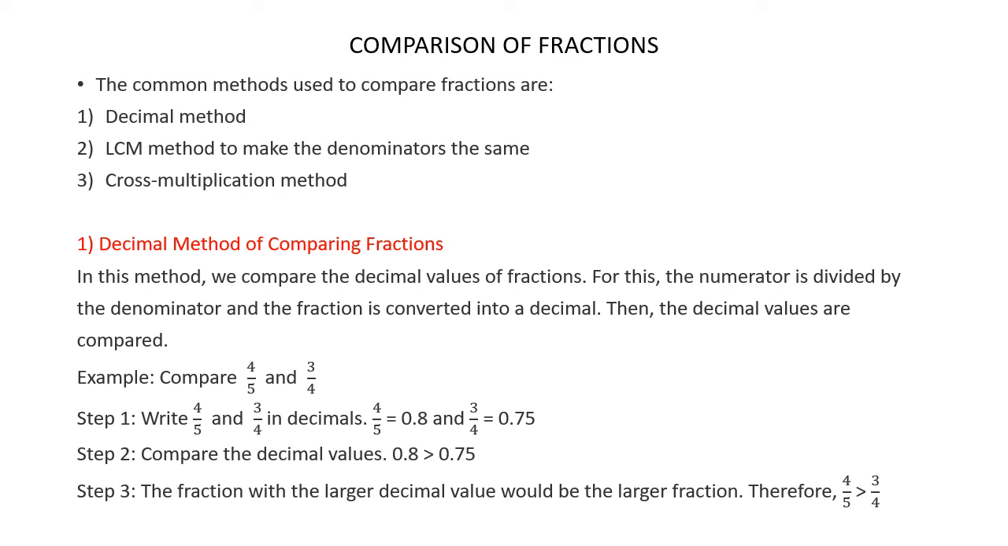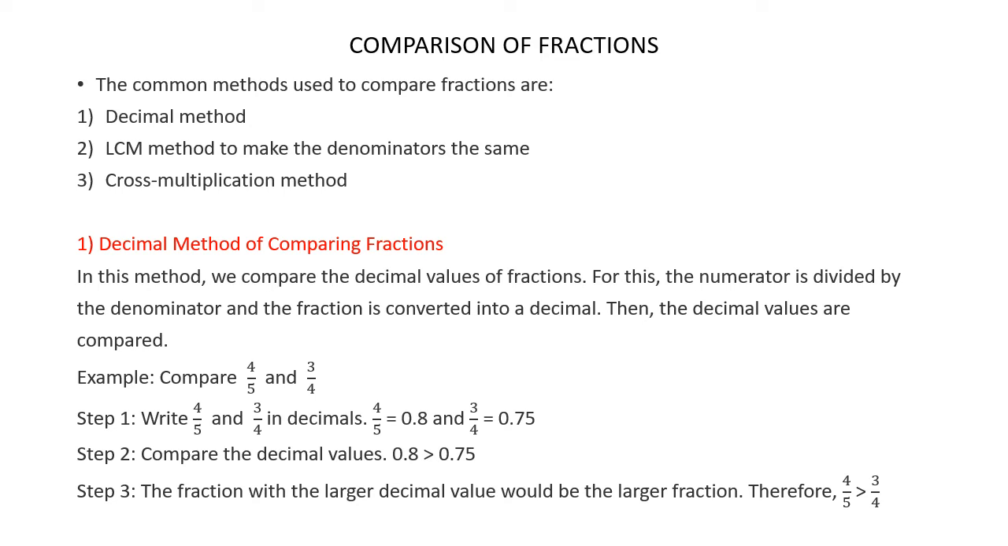Now let's learn about the methods used to compare fractions. The common methods used to compare fractions are decimal method, LCM method to make the denominators the same, and the cross multiplication method. First, let's learn about the decimal method of comparing fractions. In this method, we compare the decimal values of the fractions. For this, the numerator of the fraction is divided by the denominator, and the fraction is thus converted into a decimal. Then the decimal values are compared.